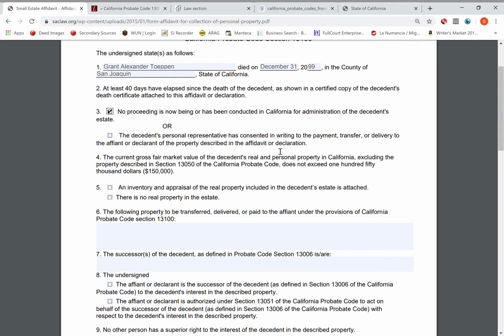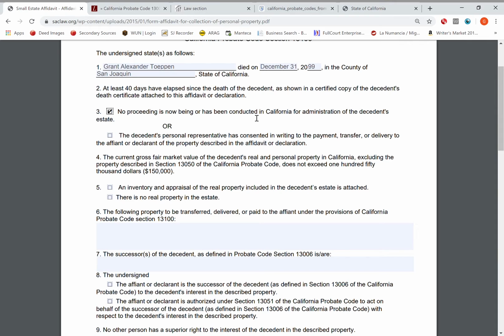Okay. So number four. The current gross fair market value of the decedent's real and personal property in California, excluding the property described in Section 13050 of the California Probate Code, does not exceed $150,000. Let's make sure that we have the right number, is basically what this is saying. If you have a number that's 200,000, let's double check and see if there are assets in the estate that actually shouldn't be counted towards our small estate affidavit, $150,000.